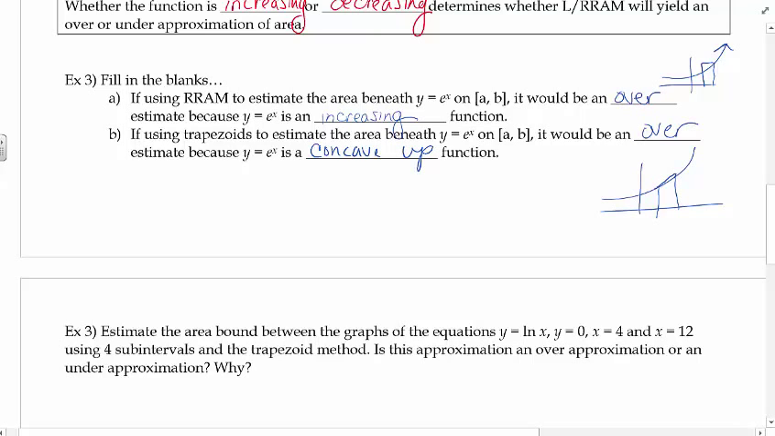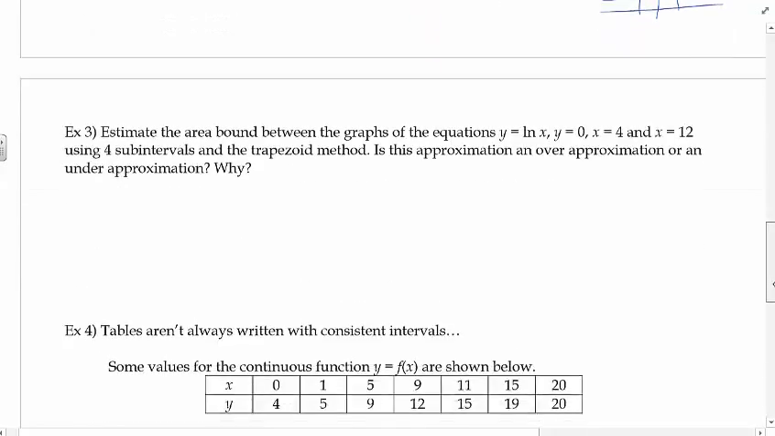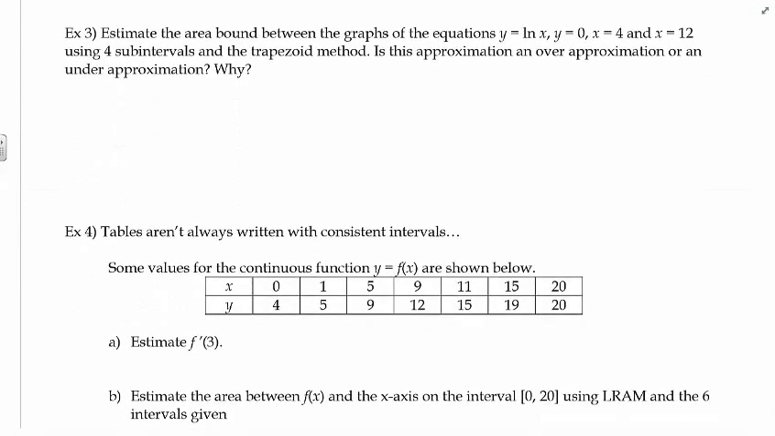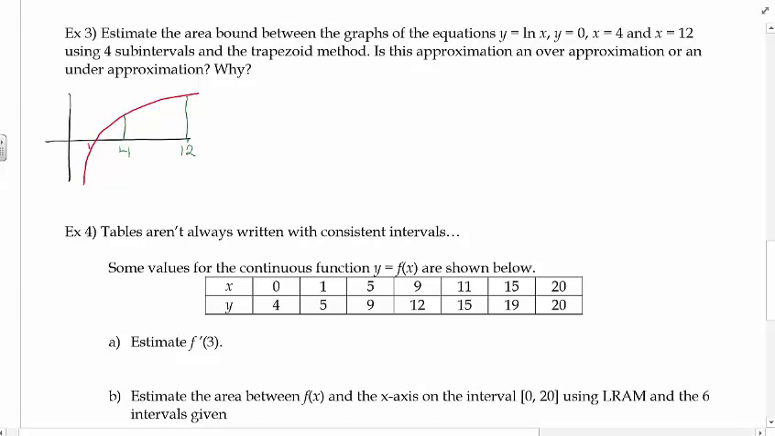Okie dokie. All right. So now let's do a little more. Estimate the area bound between the graphs of y equals ln x, y equals 0, which is the x-axis, x equals 4, and x equals 12. All right, so y equals ln x looks like this. And it intersects at 1. And I'm finding area between 4 and 12. I'm going to use 4 intervals in the trapezoid.